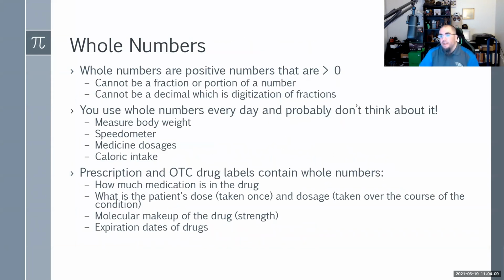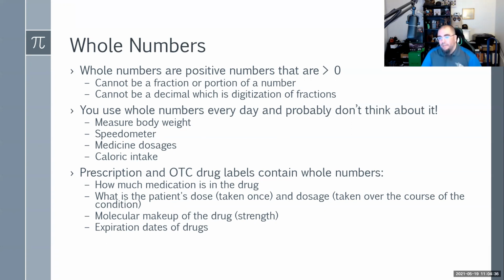So whole numbers are obviously positive numbers that are greater than 0. Can't be a fraction, can't be a portion number, can't be a decimal, right? So 1, 2, 3, 4, 5, all those numbers that we learned when we learned to count. We use whole numbers every day, probably don't think about it, right? We measure our body weight, check our speedometer, medicine dosages, caloric intake, all of that.